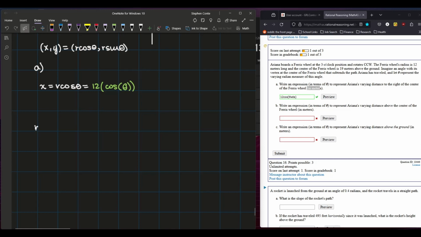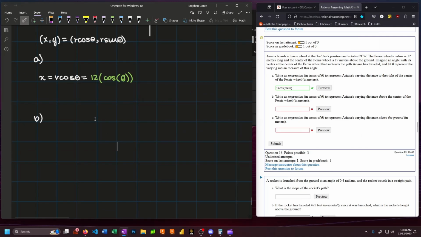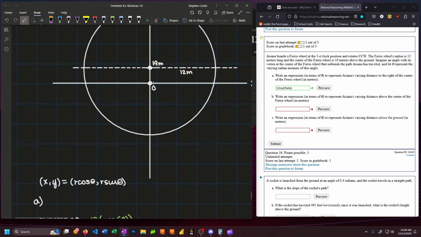Alright, for B. Now for part B, if we want to write an expression in terms of theta to represent the varying distance above the center of the Ferris wheel, well, you know that y is equal to r sine theta. And then the only difference here is that instead of the center of our Ferris wheel being at y is equal to 0, this is where it typically is, right here, we are instead shifted up 19 meters.